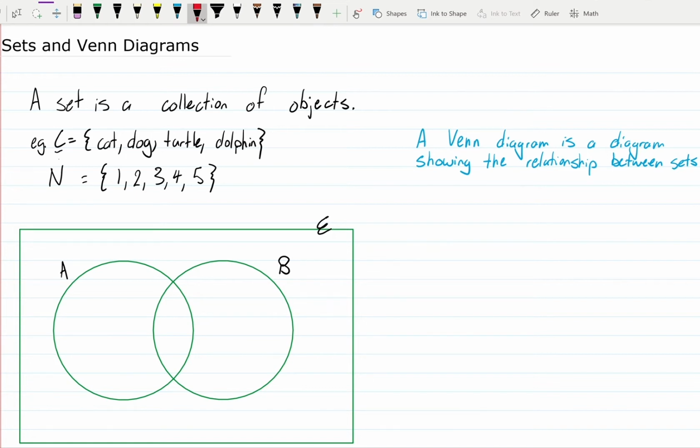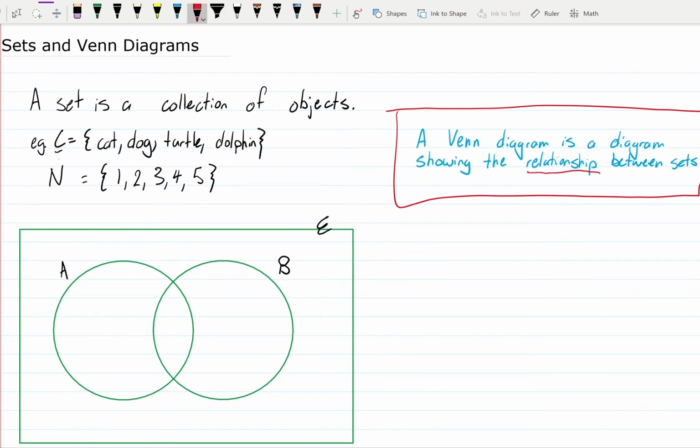Let's look at set N. Within set N, we just have numbers from 1 to 5. So we have 1, 2, 3, 4, and 5. So that's really all a set is. It's a collection of objects. So where does a Venn diagram fit into all of that? Well, a Venn diagram is a diagram that shows the relationship between sets. And we're going to focus in on that relationship part.